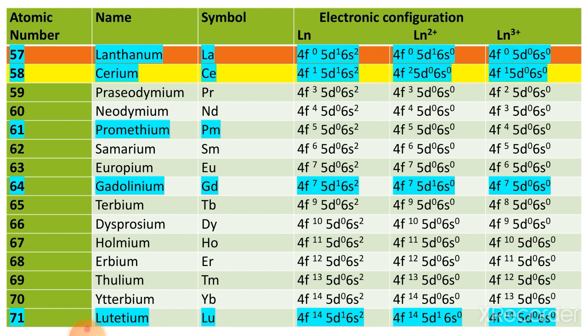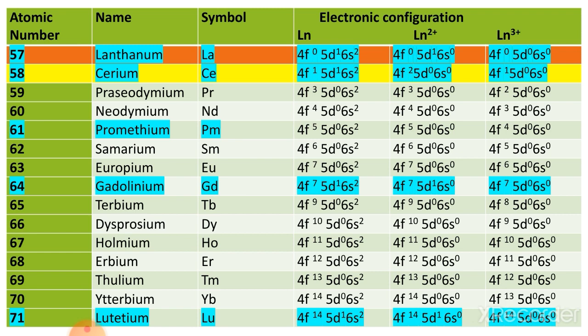So dear students, the first element of the lanthanoids is cerium, having atomic number 58 and symbol Ce. Look at the electronic configuration. In the atomic state it is 4f1, 5d1, 6s2, but in the +2 state it contains 4f2, 5d0, 6s0, and in the +3 state it contains 4f1, 5d0 and 6s0. Now next focus on 61, promethium. This is the radioactive element of the lanthanoids. Symbol is Pm.